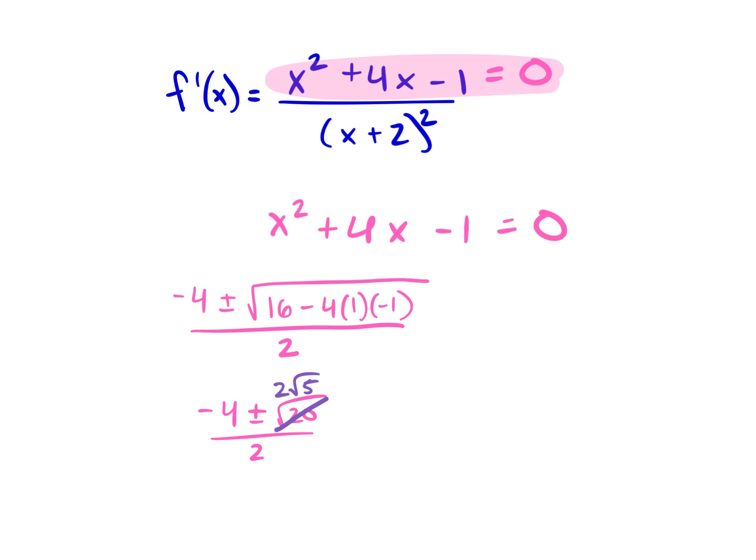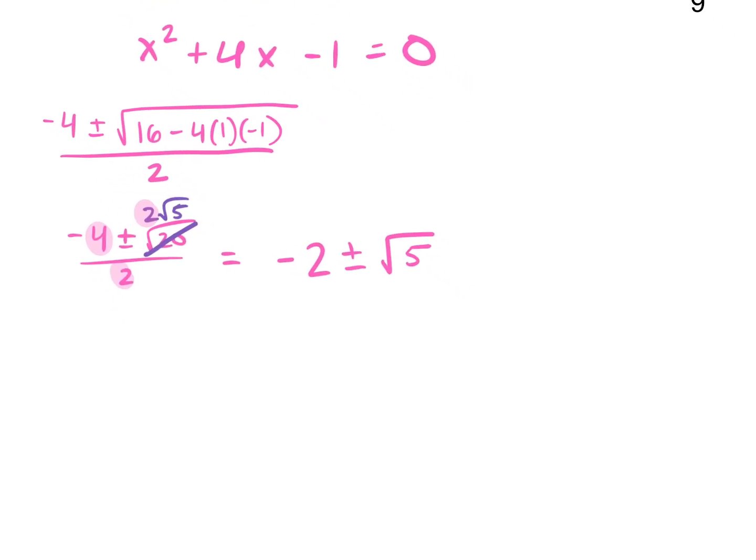Can we simplify this anymore? How? All the whole numbers are divisible by 2, so we can divide them all by 2. So this would be negative 2 plus or minus square root 5. Now we have to be careful. At these two values, negative 2 plus square root 5 and negative 2 minus square root 5, we have a horizontal tangent line. But we have to check, is it in our interval?